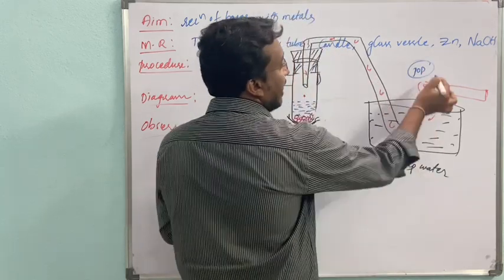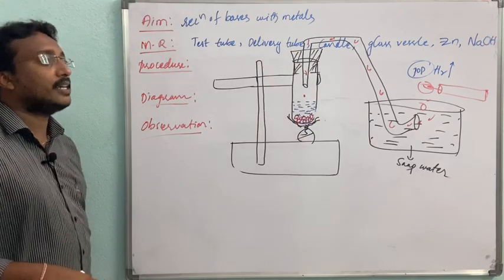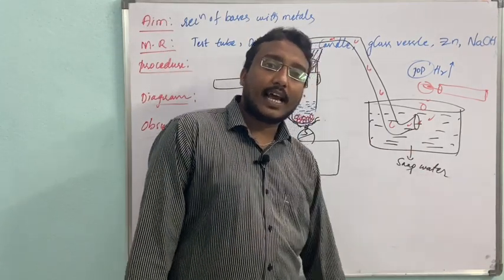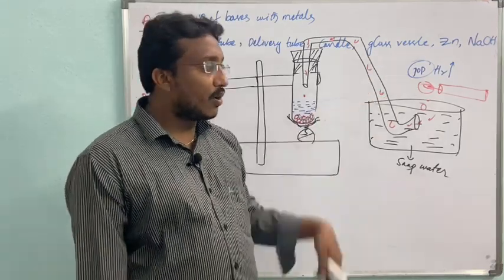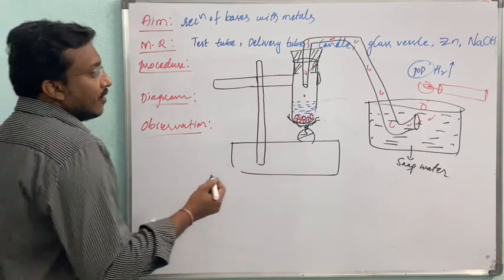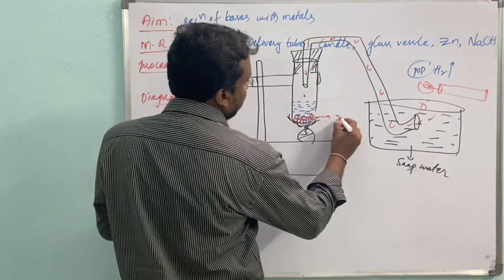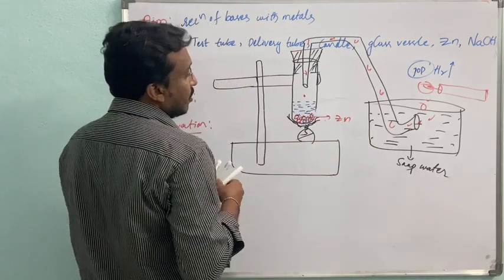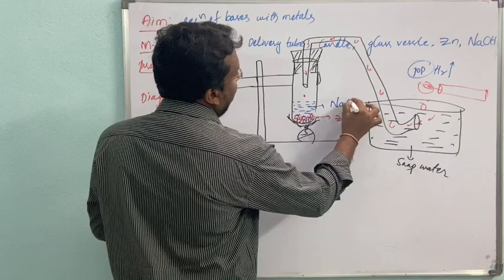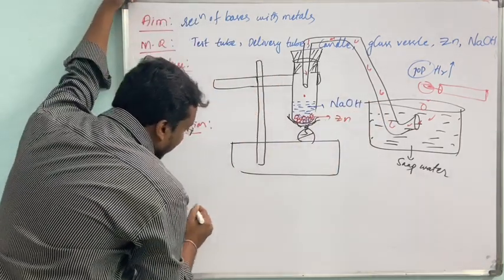That means what gas is this? Hydrogen gas is released. Same as in the case of acids with metals, we get hydrogen gas as one of the products, and here also we get hydrogen gas. Here the materials we have taken are zinc, and the solution is NaOH. Now I am going to write the equation.